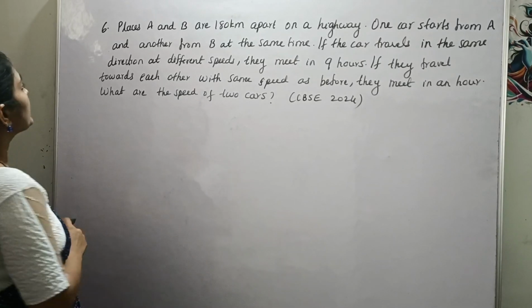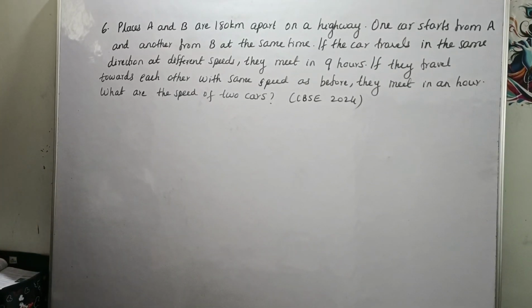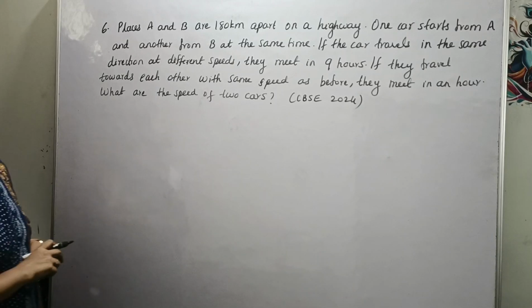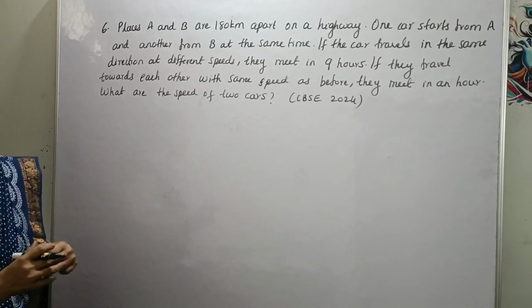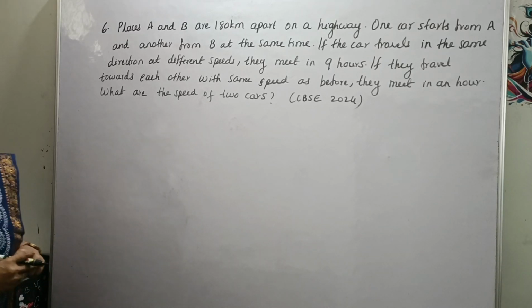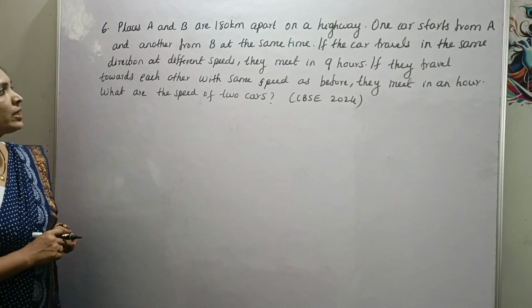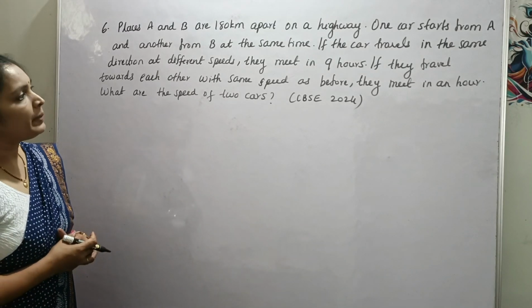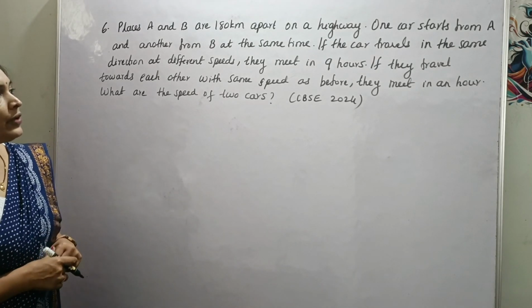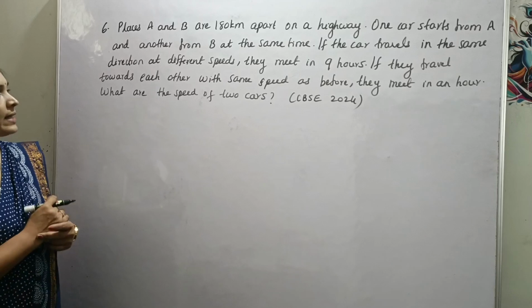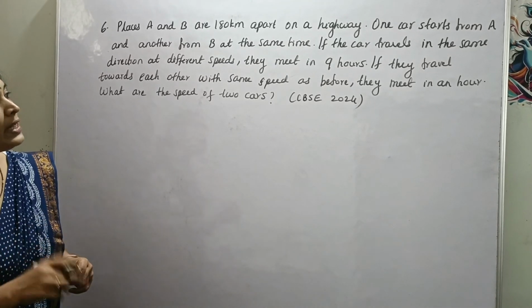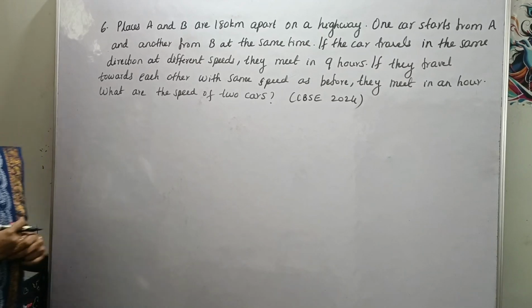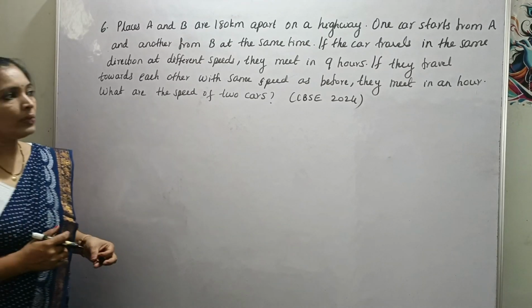Look at an important question. Places A and B are 180 kilometers apart on a highway. One car starts from A and another car from B at the same time. If the cars travel in the same direction at different speeds, they meet in 9 hours. If they travel towards each other with the same speeds as before, they meet in an hour. What are the speeds of the two cars?